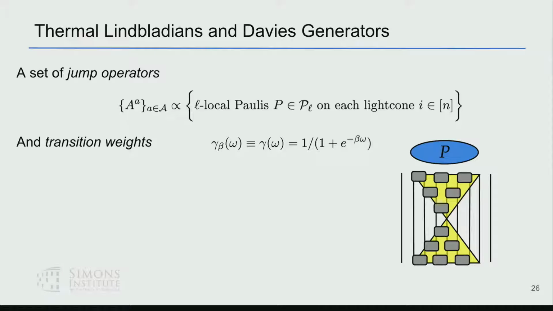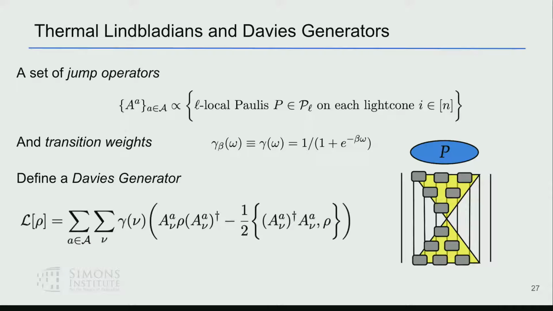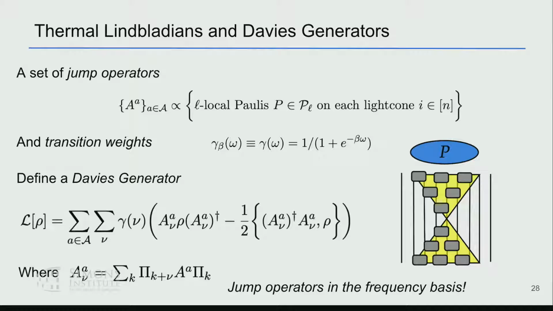And the second ingredient is a set of transition weights, which is where the temperature dependence comes into play. In our talk, we'll just think about the standard Glauber dynamics weight. Put together, they define a Davies generator, which is the superoperator where the linear operators a sub mu are the jump operators projected down into the frequency basis. If this is the first time seeing this, it might seem a little scary, but fortunately, we won't need too much of its structure for this talk.